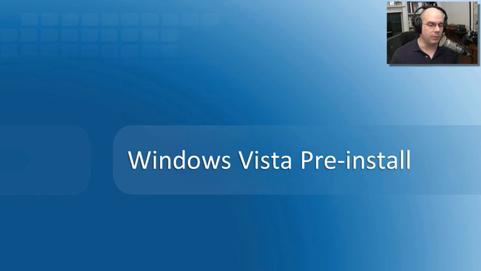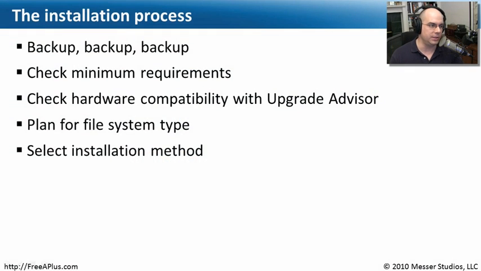Now, the install process for Windows Vista is relatively straightforward, as long as you do a lot of steps before you begin the actual installation. This is really the most important part, the pre-install. As you recall from one of our previous videos, we talked about backing up your system, checking the minimum requirements, checking your hardware compatibility with the upgrade advisor. There's one of those for Windows Vista. Plan your file system type and select an installation method.